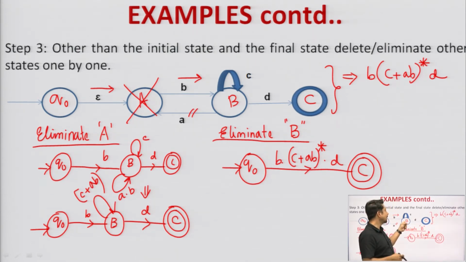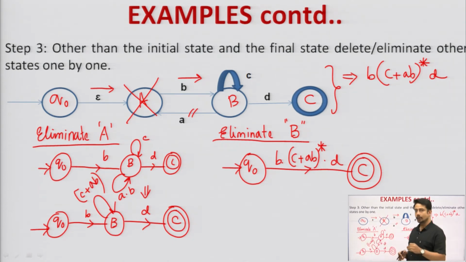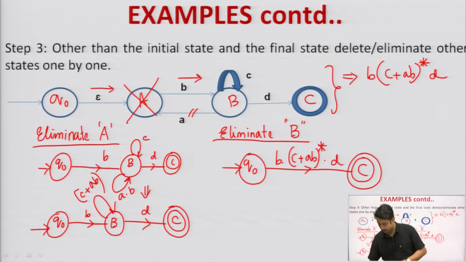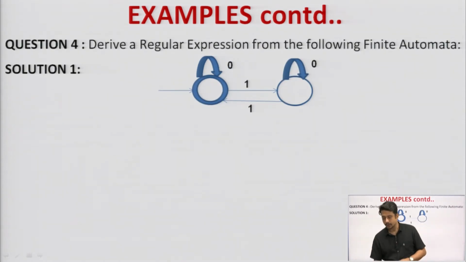Now, you could have deleted B also, but I have started with A in order to apply a very clear-cut idea or clear-cut logic. This is a very simple flow. A and B both have a self loop, that is why I have deleted A. You could have deleted B also. Okay. So, let us go with question number 4 now.